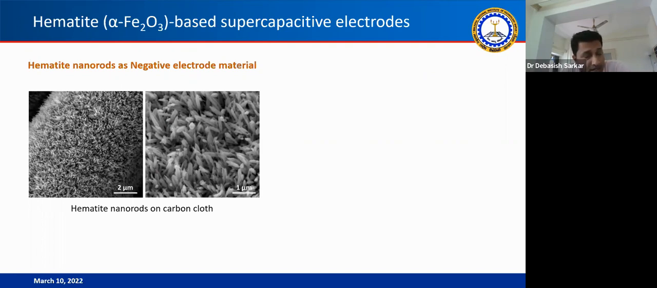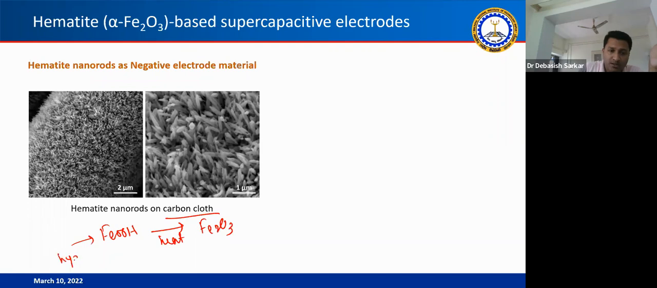Substrates means you can use carbon cloth, or you can use stainless steel. So these are the FESEM images of iron oxide nanorods fabricated on carbon cloth substrate. Just remember, carbon cloth will act as a current collector or substrate. You can simply prepare it through some hydrothermal process. You take, I think, iron chloride and sodium sulfate, you do some hydrothermal process, first you prepare iron oxyhydroxide, FeOOH, and then you heat it to get Fe2O3. You can prepare iron oxide nanorods, which are actually yellowish in color, and then you heat it to get iron oxide. So we prepared these iron oxide nanorods by hydrothermal method on carbon cloth substrate.